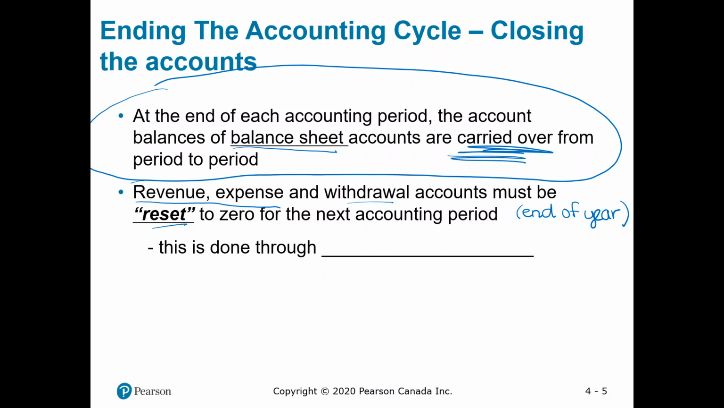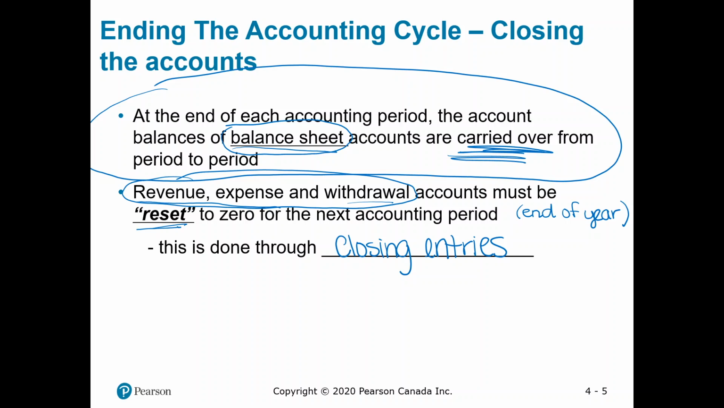So this resetting of these accounts is called closing the accounts, and this is done through closing entries. So a lot of talking for that slide, but hopefully it makes sense. So we want to reset revenues and expenses to 0 because we just track them period by period. Whereas our balance sheet accounts, or assets and liabilities and capital, those continue on. We just need to carry forward the ending balance and use that as the opening.